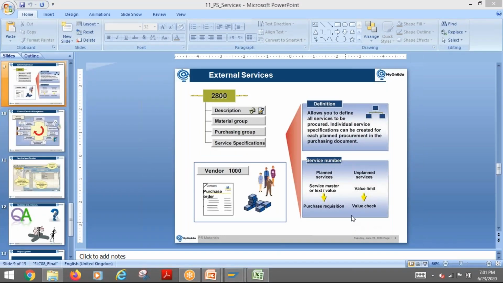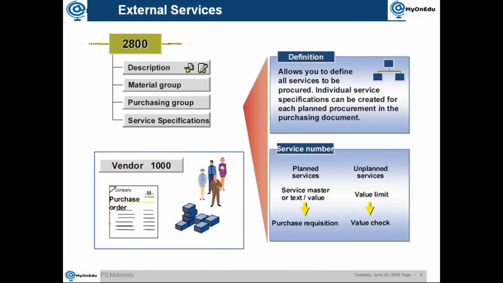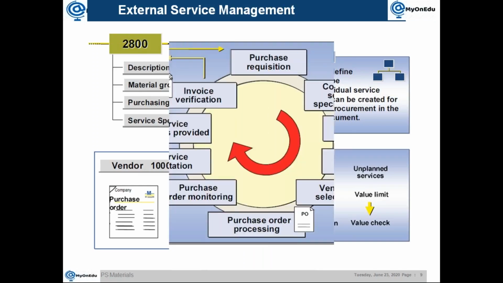So here, with external services, you can get procured services either with planned services. I mean, there is a service master, like a material master. We have a service master available in the system. You can use that service master and plan it, or you can have unplanned without service master also possible.